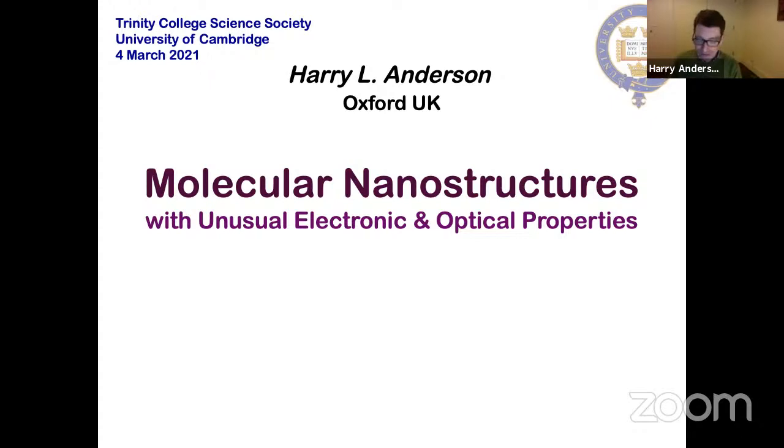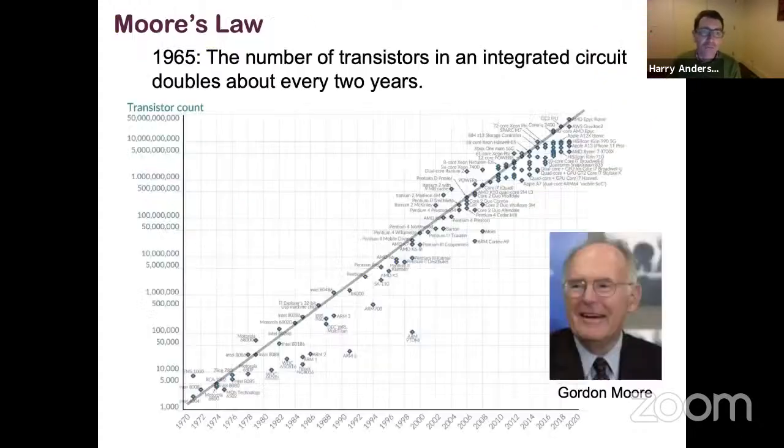But first, I thought I should remind you about Moore's law. So Moore's law says that the number of transistors in an integrated circuit, like the integrated circuits that we have in our computers and mobile phones, doubles about every 2 years.